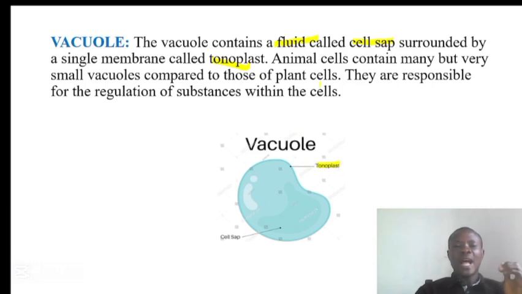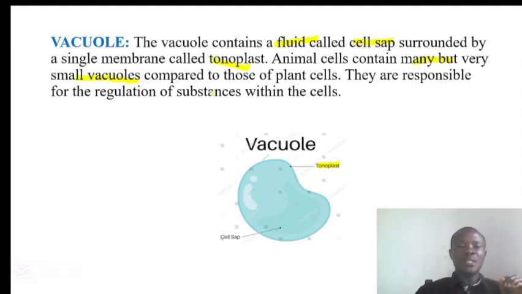The vacuoles we have in animal cells slightly differ from the ones we have in plant cells. The animal cell has many but very small vacuoles compared to those of the plant cell. The plant cell has few but large vacuoles. The vacuoles in animal cells are temporary, but those in plant cells are permanent. Whether in plant cell or animal cell, vacuoles perform the same function.